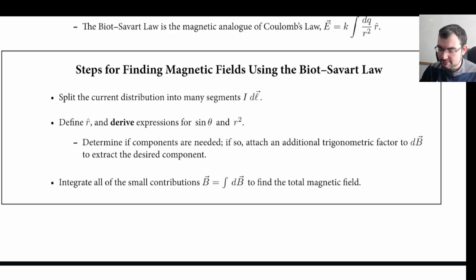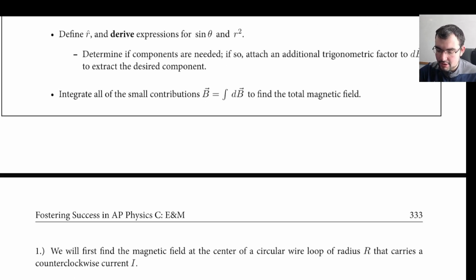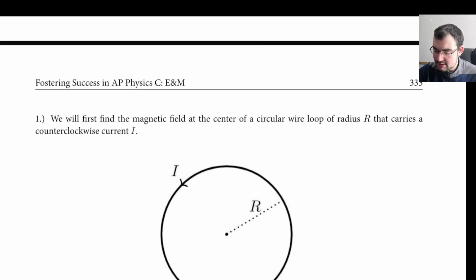But if you have something where you want only a part of the field, you will have to use an additional trig function. So our formula here for using Biot-Savart is: chop up our distribution into current segments, define your distance unit vector, figure out what sine theta is, as well as what the square distance to each segment is. And also, just by doing some right hand rule at different points, figure out if you need components, and if so, tack on another component maker. And then we integrate all the dBs to get our field.